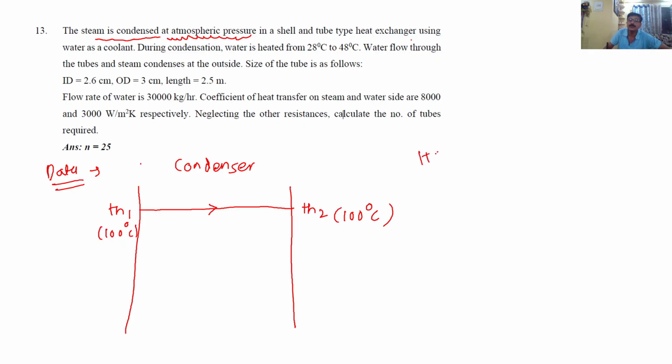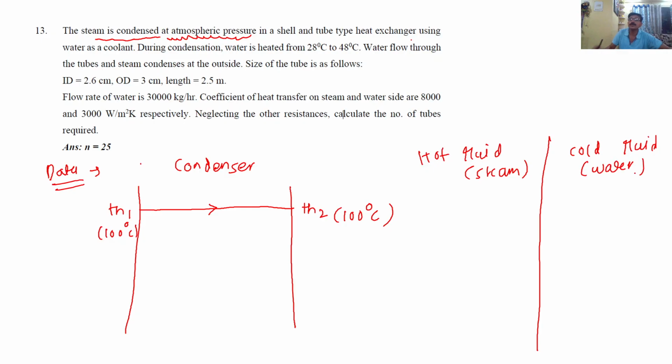So just make two columns. Hot fluid, that is steam, and cold fluid. Water is used as a coolant. Coolant means cold fluid, so cold fluid is water. During condensation, water is heated. So what is going to be heated? Cold fluid. So TC1 is 28 degrees Celsius, TC2 is 48 degrees Celsius. This is for the cold fluid.